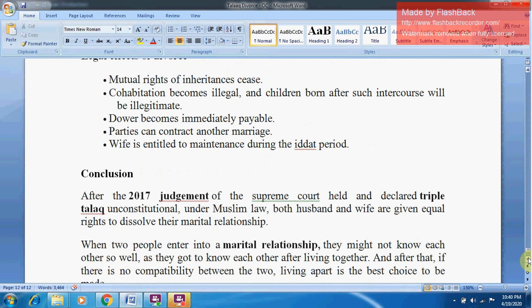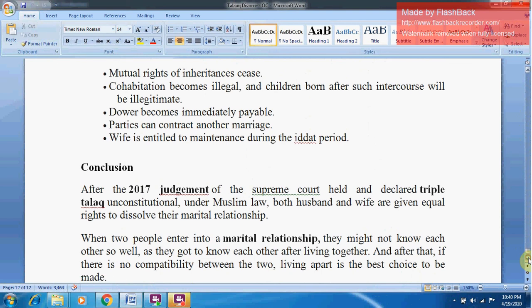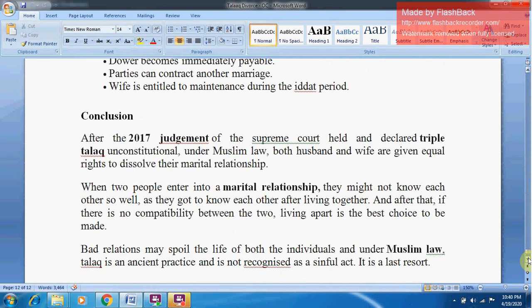Number 3, dower becomes immediately payable. Number 4, parties can contract another marriage. And number 5, the wife is entitled to maintenance during the iddat period. And we will see the conclusion part. After the 2017 judgment, the Supreme Court held and declared triple talaq unconstitutional.